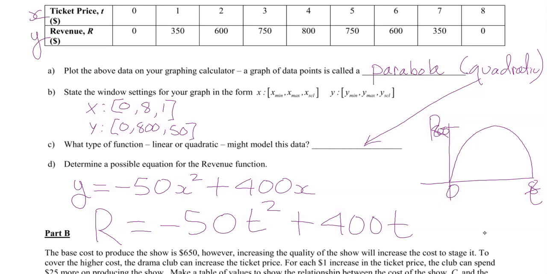Now, this just said determine a possible equation. So at this point, we're going a little beyond what it's asking and just saying, hey, here's your window. There's your equation. Here's what it looks like, right? Here's a picture of it.